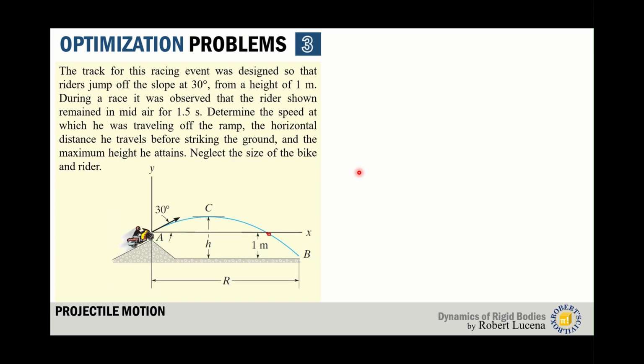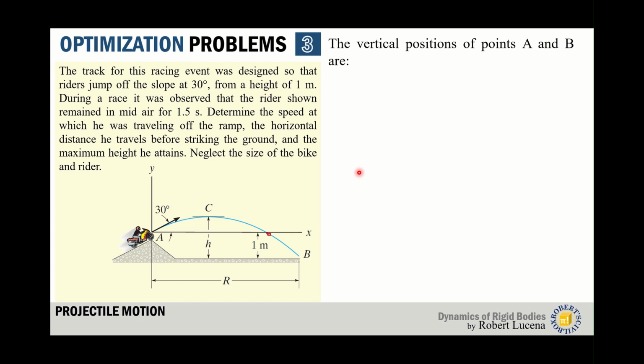Now another problem, this is a bit more complicated. The track for this racing event was designed so that riders jump off the slope at 30 degrees from a height of 1 meter. During a race, it was observed that the rider shown remained in midair for 1.5 seconds. Determine the speed at which he was traveling off the ramp, the horizontal distance he traveled before striking the ground, and the maximum height he attains. We are to neglect the size of the bike and the rider.